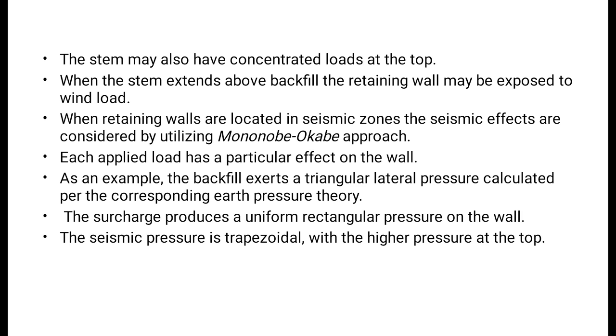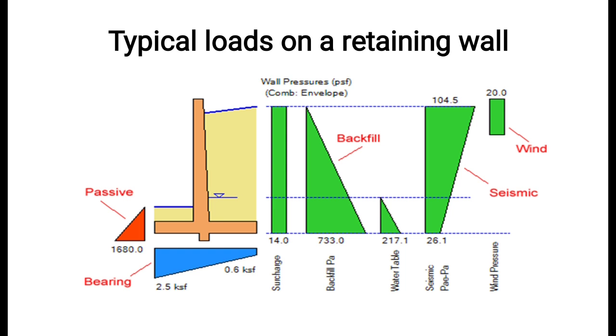Each applied load has a particular effect on the wall. As an example, the backfill exerts a triangular lateral pressure calculated as per the corresponding earth pressure theory. A surcharge produces a uniform rectangular pressure on the wall. The seismic pressure is trapezoidal with higher pressures at the top. These are the typical loads on the retaining wall, such as surcharge, backfill, water table, seismic loads, and wind pressures.